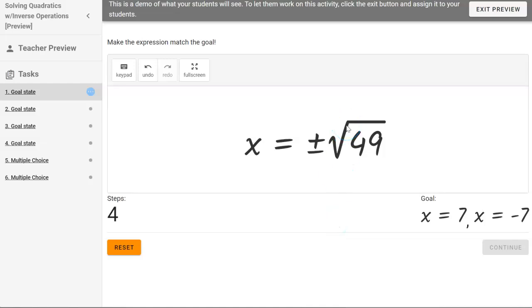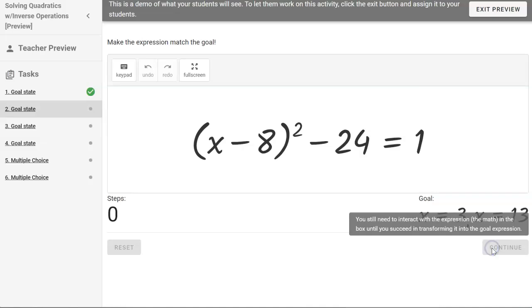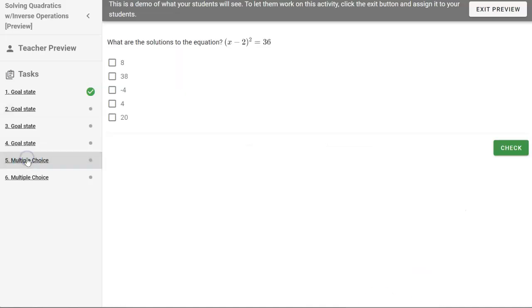You tap on the square root symbol to remove it and get 7. But you still have plus minus. To make it look like this, you double tap on the plus minus and it will separate. And then you can continue to the next slide. The last two are just multiple choice questions, and 2 of these will be solutions. Same here, 2 of these will be solutions, and they can check their answers so they'll know if they're right.